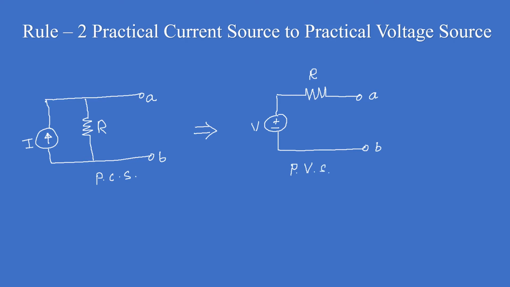So I know the value of R. If it is 50 ohm here, then that value will be 50 ohm here. Now what is the value of V? That value of V is calculated by using Ohm's law. What does Ohm's law say? V is equal to I into R. So by taking the values of I and R, we will get the value of V. In that way, we will convert the practical current source into a practical voltage source. These are the first two basic rules.